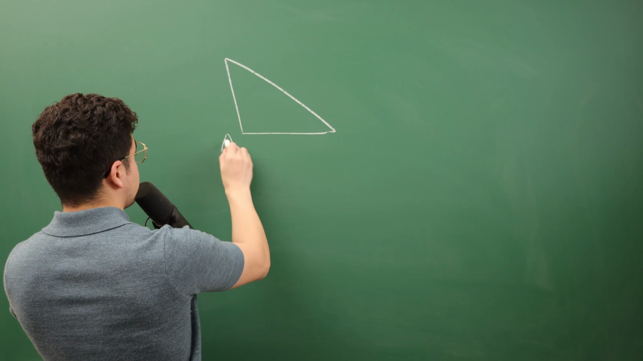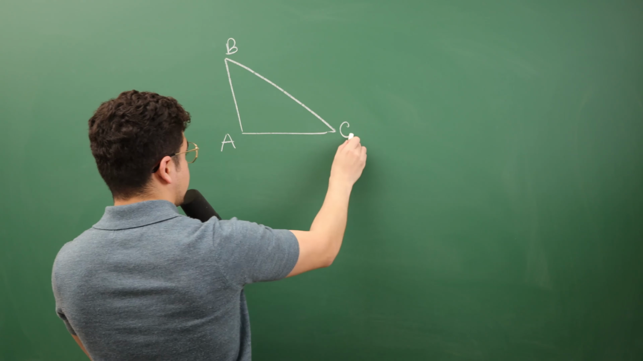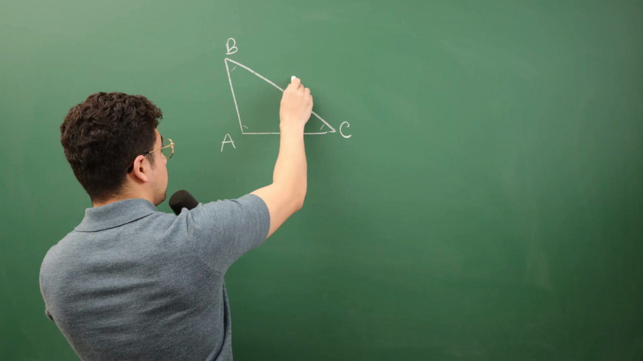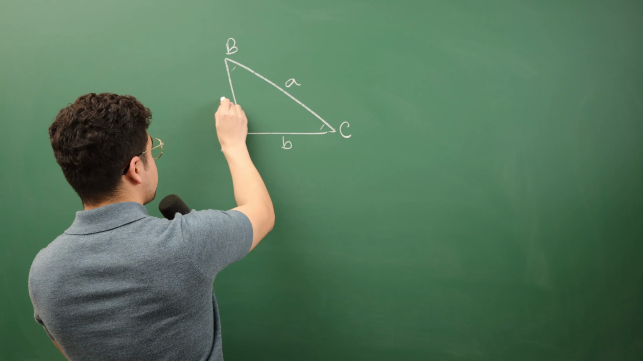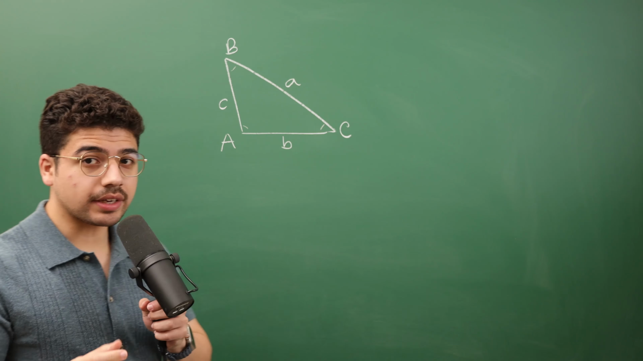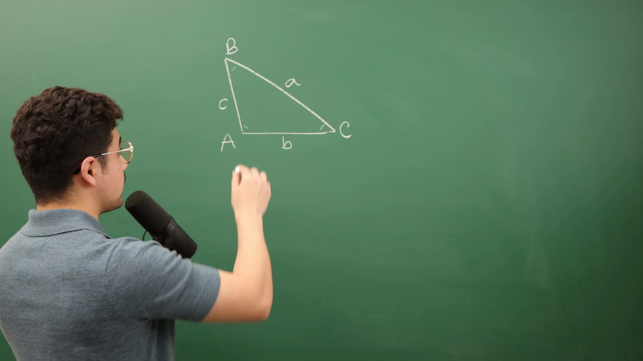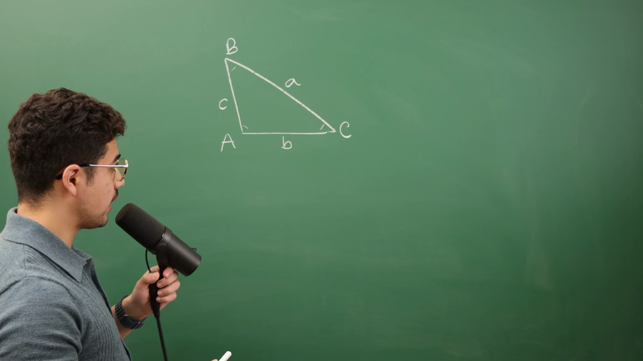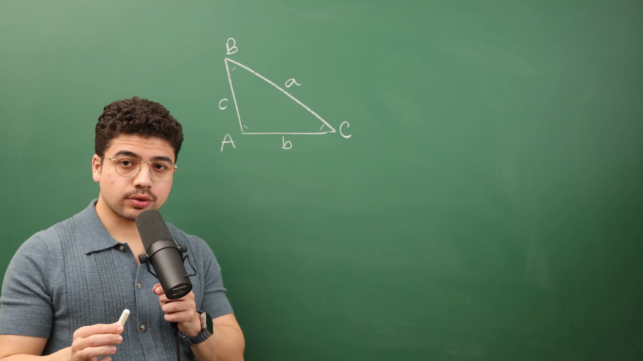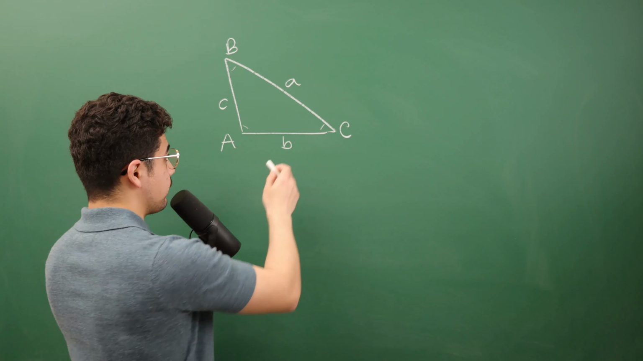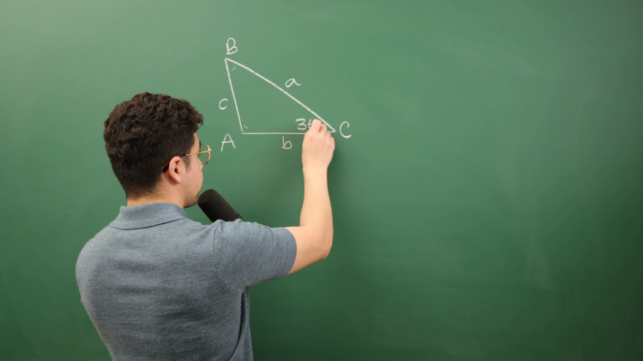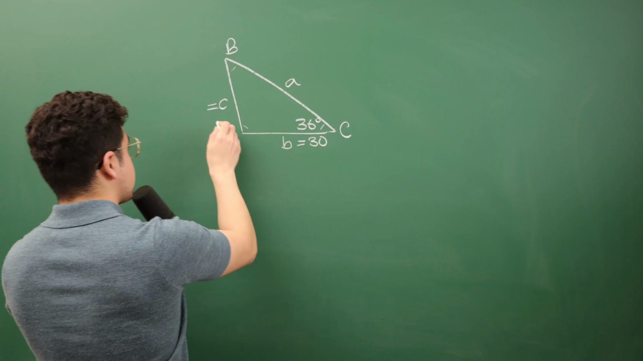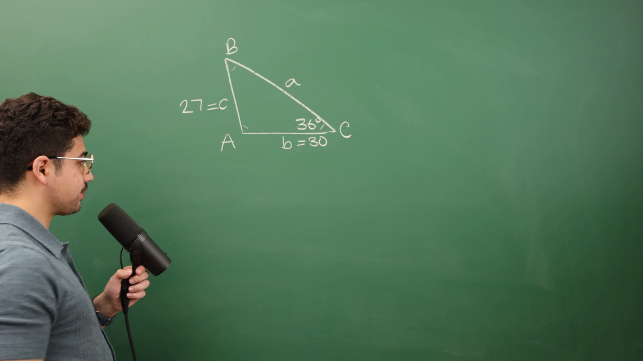I'm going to call this triangle ABC, where the capital letters denote the angle measures of each one, and then little a, little b, little c. When we're dealing with the law of sines, we always write the lowercase letter opposite to that of the capital letter, which represents the angle measure. Now, in this triangle, capital C is 36 degrees. Side b is going to be equal to 30, and side c is going to be equal to 27.